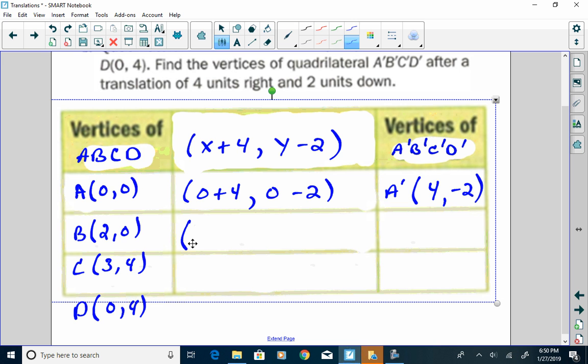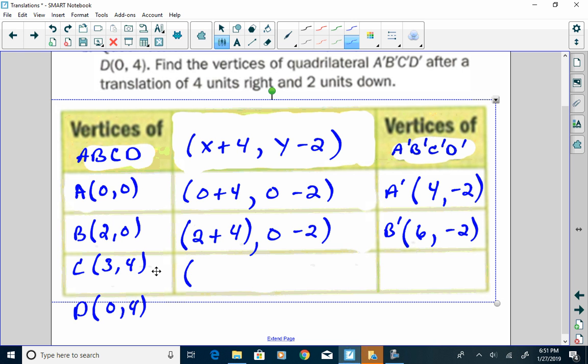Right. To find B prime, we have to start with 2, and then we have to add 4 to that. The y value is going to be 0, and we're going to have to take away 2. So B prime is going to be located at 2 plus 4 is 6, and 0 take away 2 is negative 2.